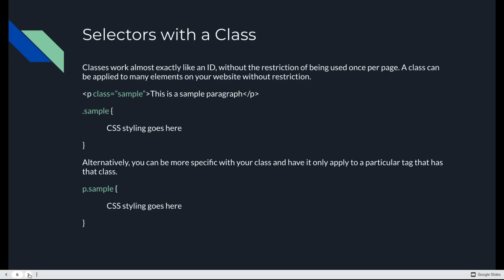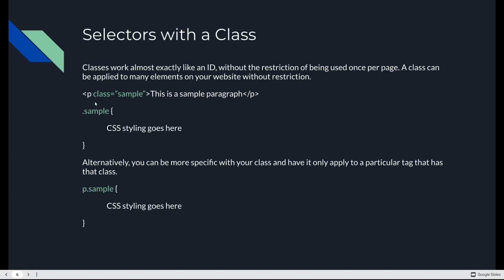Now, classes work almost exactly like an ID, except without the restriction of being used once per page. A class can be applied to as many elements on your website as you want without a restriction, which is kind of handy, right? Technically, you could do that with IDs too. It's just not considered good practice. It's not proper form. So in this case, we've added a class called sample to our paragraph, just like we did the ID, right?